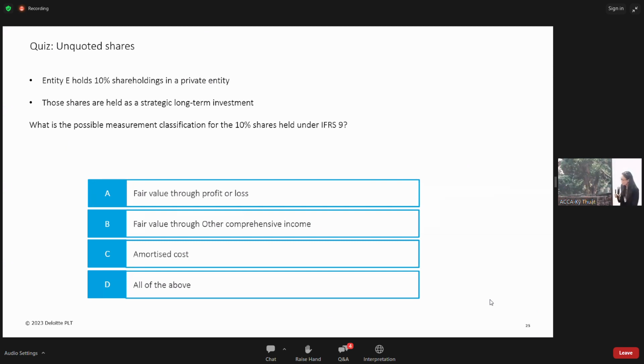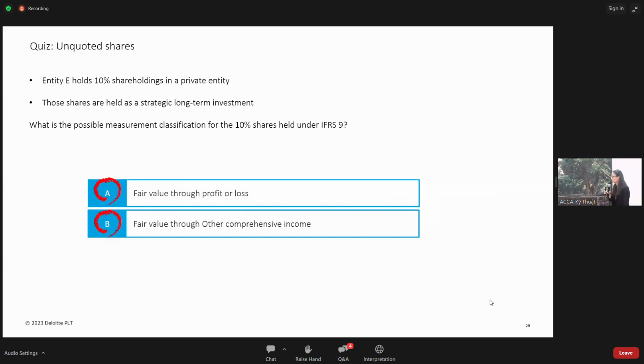So for this case, you have two. It could be fair value through profit or loss if you actually trade it, or you specifically designate it. Then fair value through other comprehensive income, because it's equity shares and you are intending to hold it as a strategic long-term investment. When it's not for trading, you can avail the one-time irrevocable election to account for it at fair value through OCI.